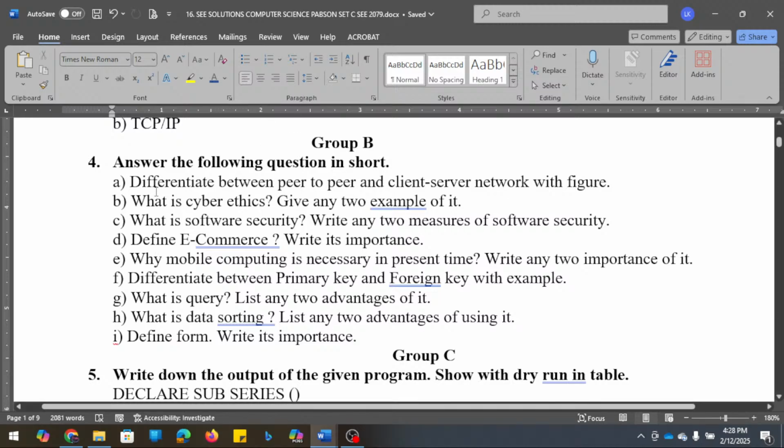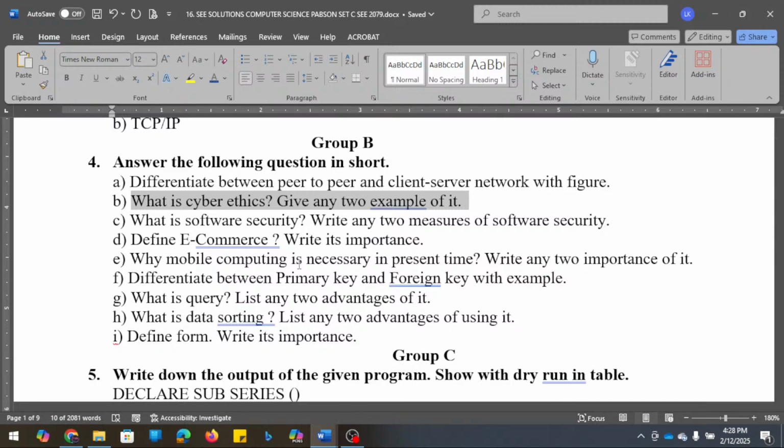Next is, what is cyber ethics? Give any two examples of it. Cyber ethics means good moral principles followed while using the computer. Any two examples can be: don't use a computer to harm people, and next, don't use a computer to steal information.